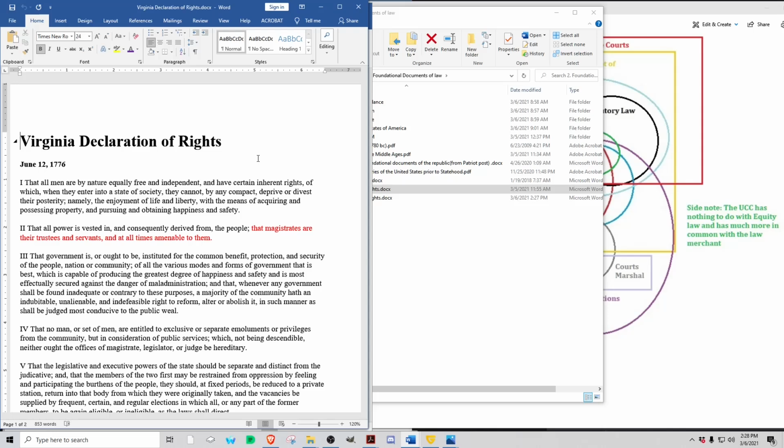Sounds good? Number 2, that all power is vested in and consequently derived from the people. That magistrates are their trustees and servants, and at all times amenable to them. You are my servant. You are a trustee. You are here to perform what I tell you to perform. Failure to do so will result in me holding a contempt hearing against you, because you're in contempt of my court, because you're not understanding who the power is here. Who's your master? I am. You are a servant, you fool.